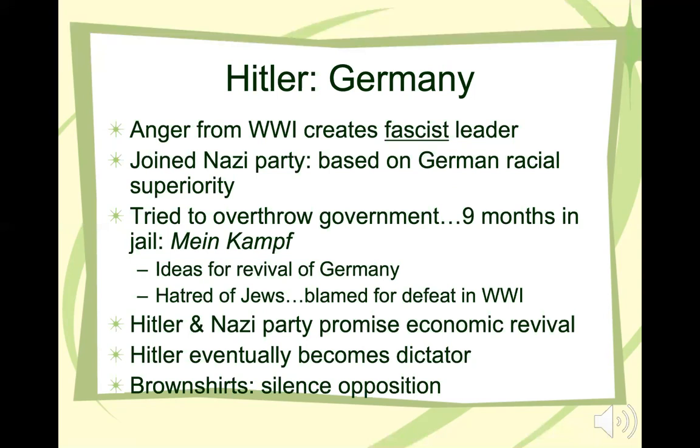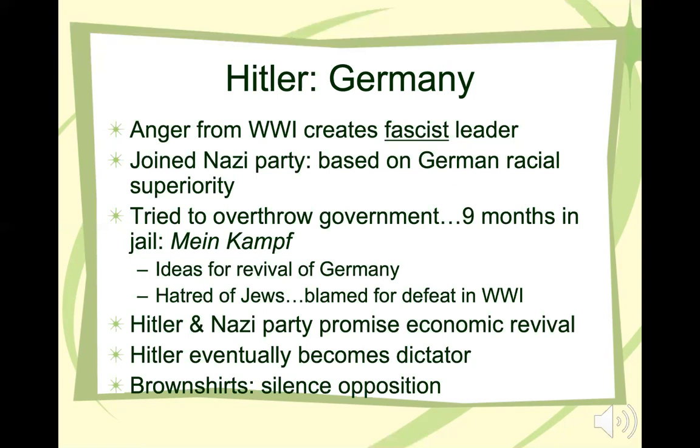He ends up joining the Nazi Party. And again, the Nazi Party is really based on the racial superiority of German people. So we talk about being fascist. Remember, we talk about restoring the greatness of maybe a race or ethnicity, and that was really one of the goals of the Nazi Party. Early on, he does try to overthrow the government. He is not successful, and he ends up spending 9 months in jail.